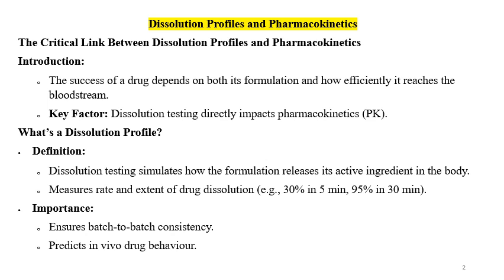Dissolution is a term that you can understand by in vitro also and by in vivo also. Dissolution in vitro profiles help you to understand how the formulation will behave in vivo. It measures the rate and extent of the drug dissolution. For example, 30% in 5 minutes, 90%, 95% in 30 minutes.